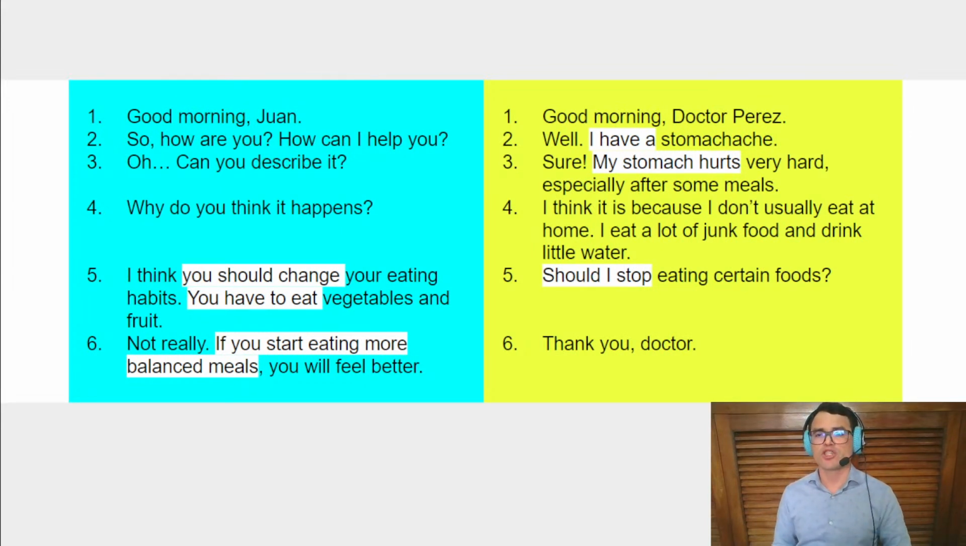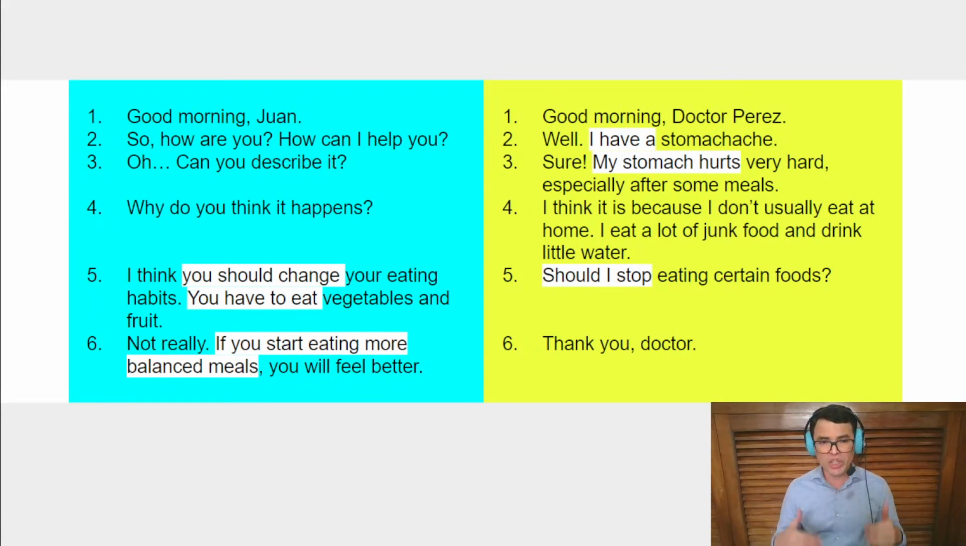Yellow, 5. Should I stop eating certain foods? Light blue, 6. Not really. If you start eating more balanced meals, you will feel better. Yellow, 6. Thank you, doctor. Okay, here we are missing the last name. No, we should have Dr. Perez. But what grammar do we see here?